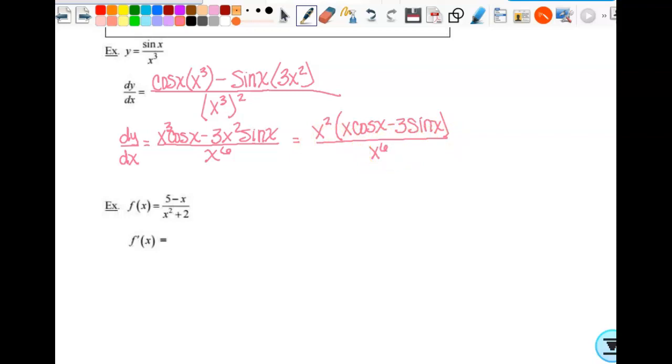Can I simplify that fraction? Yes, I can. So I can cancel those out with 2 of those. That would be a 4 down here. And so then that equals x times the cosine of x minus 3 times the sine of x, over x to the 4th. And that is dy dx.